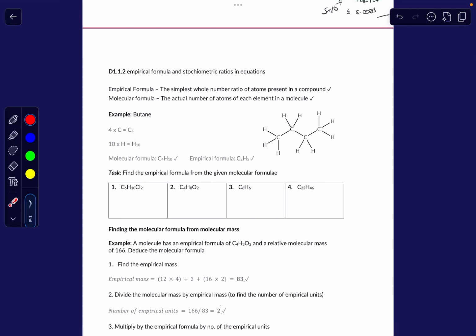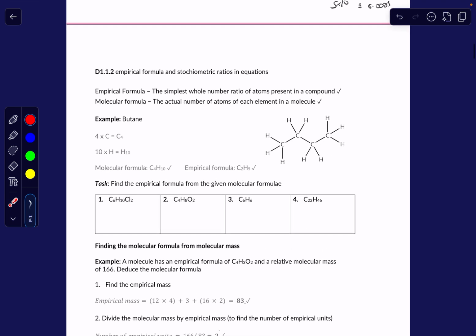Right guys, welcome to the next video, and this time we're going to be looking at empirical formula and stoichiometric ratios and equations. You don't need to know the ins and outs and the theories of this, but what you do need to know is how to determine an empirical formula and how to determine a molecular formula from empirical formula. So that's what I'm going to take you through today.